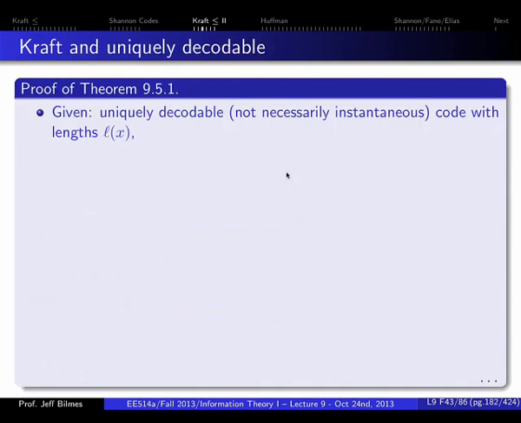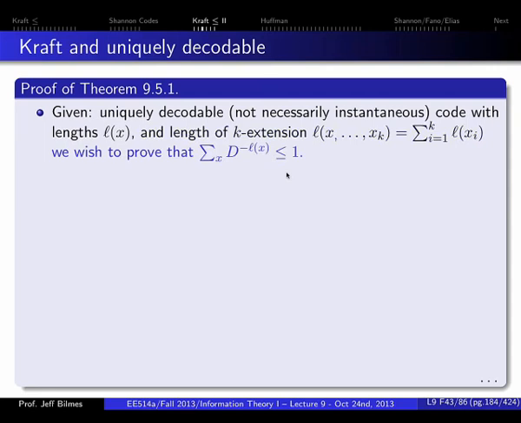So we are given a uniquely decodable code. It's not necessarily instantaneous. It has lengths L. So all we know about the code is that it's uniquely decodable. How do we go about proving this? This is interesting. We've got a code extension, a k-extension to k source symbols, which just sums the lengths. And we want to prove that those lengths satisfy Kraft.